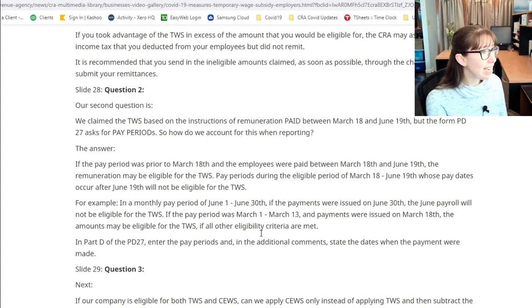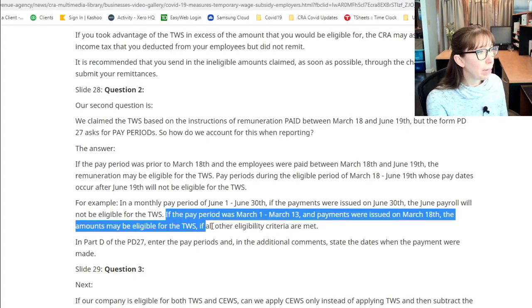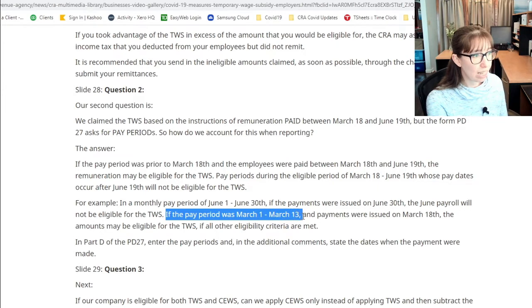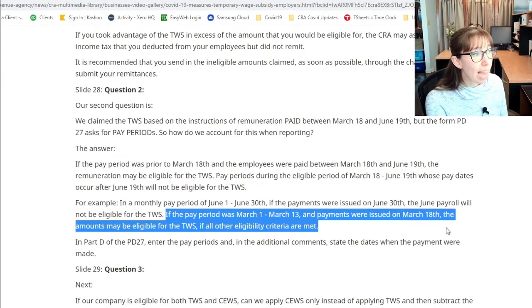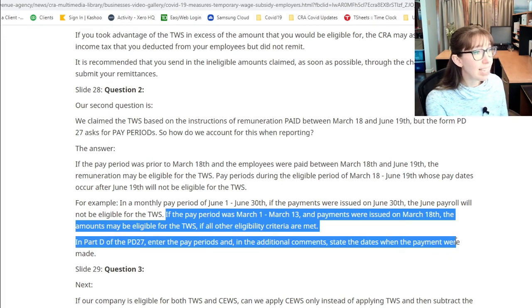And he does give this example. If the pay period was March 1st to 13th, and the payments were issued on March 18th, the amounts may be eligible for the TWS if all other eligibility criteria are met. In Part D, enter the pay periods, and in the comments, state the dates when the payments were made.